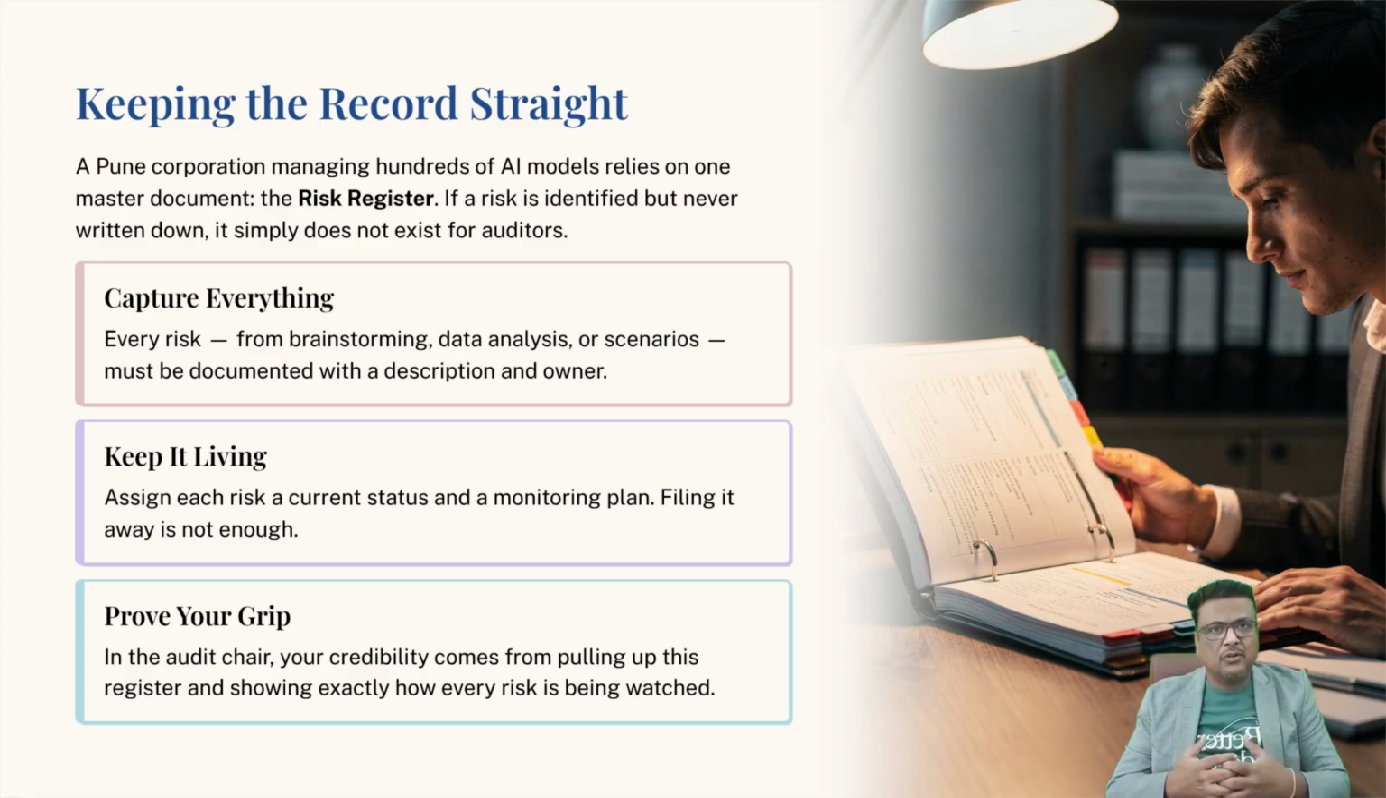This is the ultimate document where every identified risk, whether found through brainstorming, data analysis, or scenarios, is captured, described, and tracked. Think of this as the final ledger for our detective work. If a risk is identified but never written down in the register, it simply does not exist for the auditors. The register must be a living, breathing document. It is not enough to identify a risk and then file it away. You must assign it an owner, a current status, and a detailed plan for how you are monitoring it.